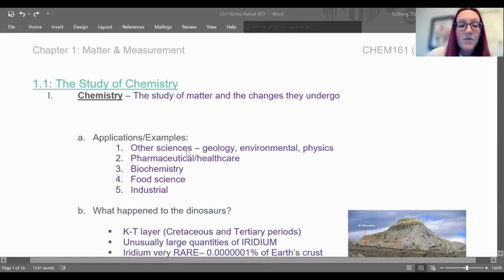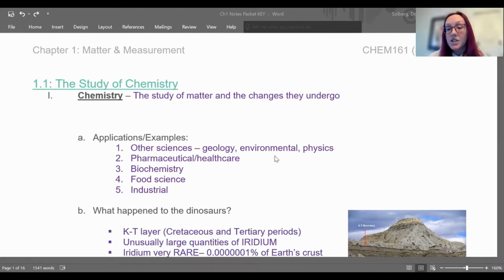You might have been able to come up with the fact that chemistry is engaged in many other sciences, including geology, environmental science, which is a very large field to go into right now, physics. If you're looking into healthcare, chemistry is absolutely related in there. What does the molecule look like? What is it going to do? Biochemistry, of course, how the body works and the chemicals involved in that. Any type of food science or industrial science when you're trying to create things. And there's a whole bunch of other different applications as well, but this is kind of why we care about chemistry. It can be incorporated into many other different studies.